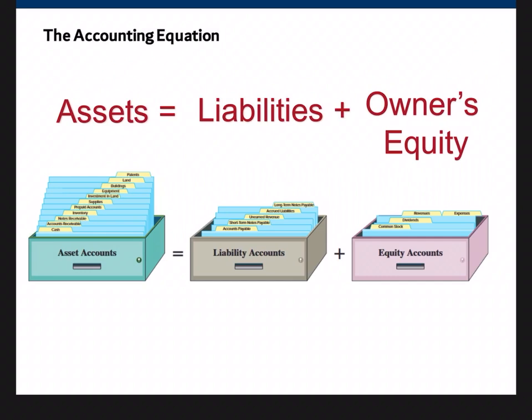Accounts such as equipment, buildings, land, and then intangible assets such as patents, trademarks, and copyrights tend to have a longer term horizon. We expect those assets to generate revenues for our business for hopefully several years to come, and so those are referred to as non-current or long-term assets.